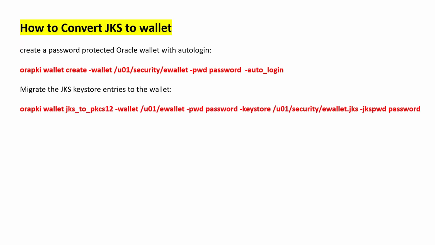Apart from that, if you would like to convert a JKS to the wallet format, there are certain products that only support the wallet, and anytime you have a requirement to convert your JKS based keystore to a wallet, you have a command for that. First you have to create an empty wallet, and then you can migrate your JKS keystore to the wallet with the command on the screen, which is orapki wallet jks_to_pkcs12 -wallet, the location of the wallet, -pwd, the password of your wallet, then the keystore location and your JKS password. This way you can convert the JKS to the wallet format.